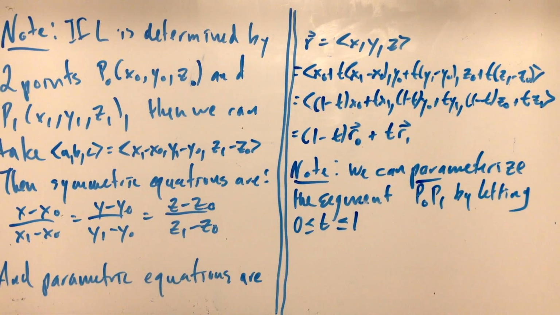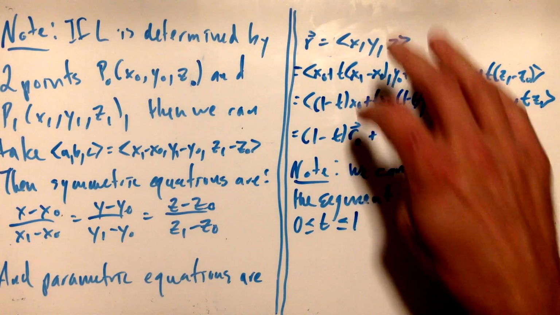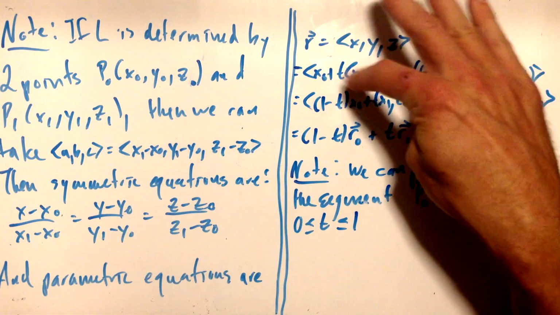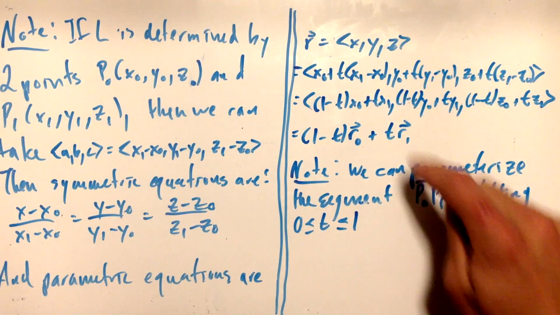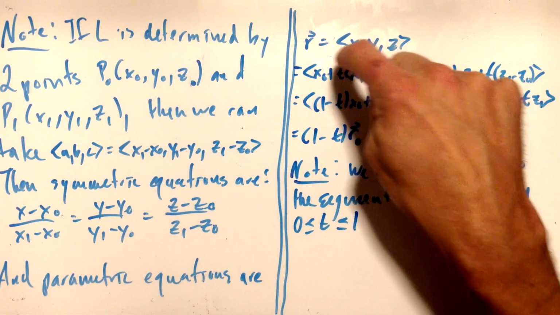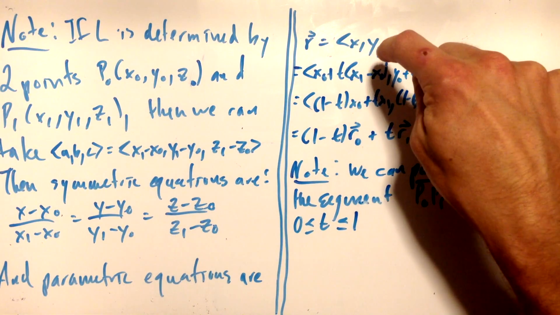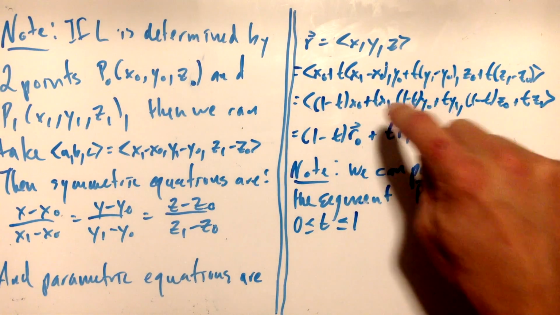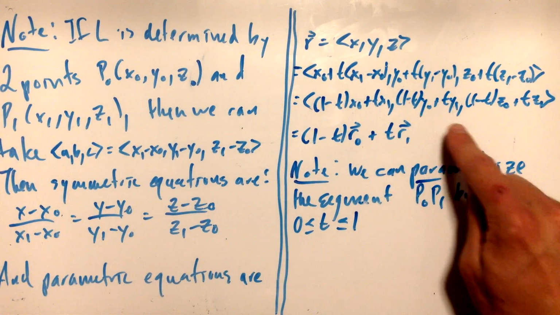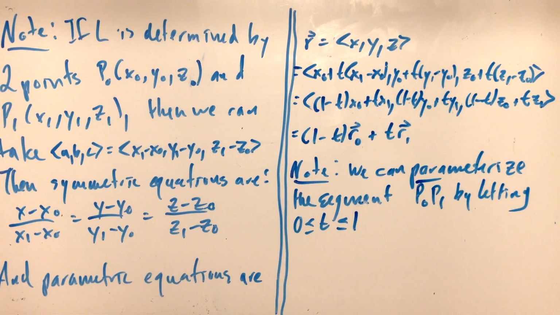Again, it's y0 plus t times (y1 minus y0), z0 plus t times (z1 minus z0). Now, if we do a little bit of algebraic manipulation, if we distribute the t through, we get t x1 minus t x0. And then if we factor out an x0 from the x0 plus t times negative x0, we get (1 minus t) x0 plus t x1. We get the same sort of looking thing for y and z.